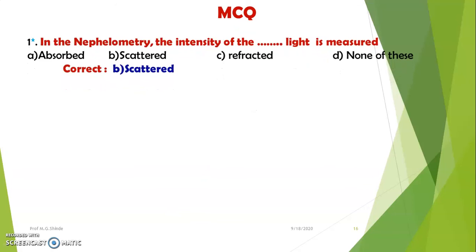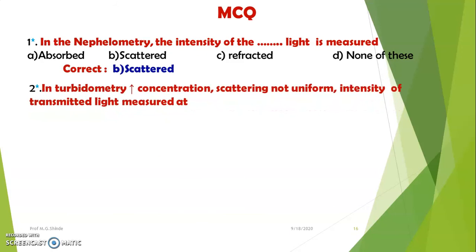In nephelometry, the intensity of the scattered light is measured, while in turbidimetry, absorbed light is measured. In turbidimetry, with increased concentration, scattering, and non-uniform intensity, the transmitted light is measured at what angle? The four options are 90 degree, 180 degree, 120, and none of these. So here the correct option is 180 degree.